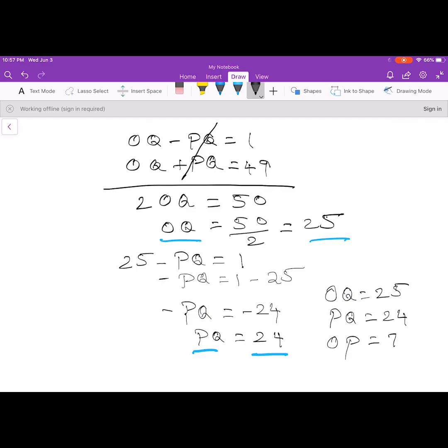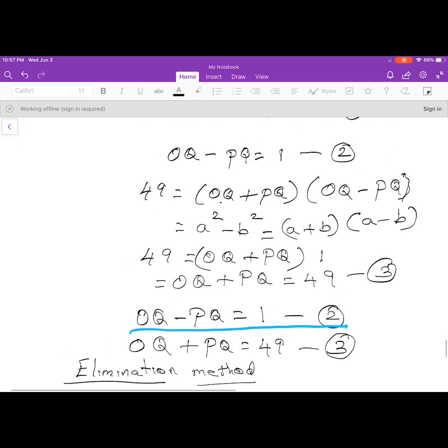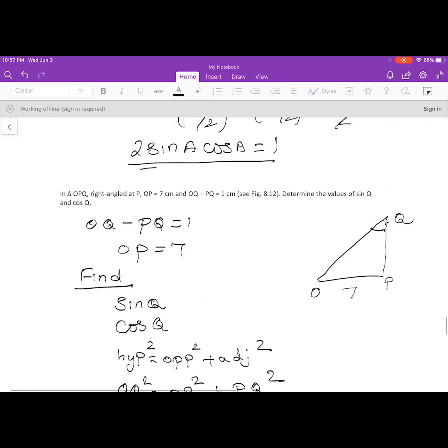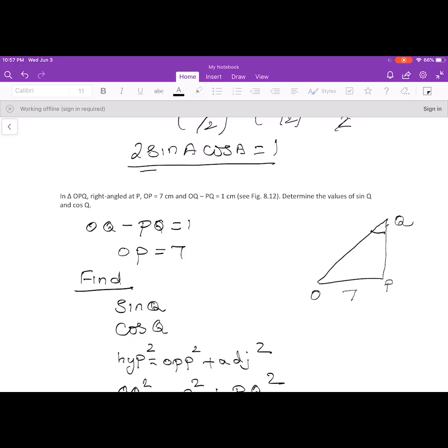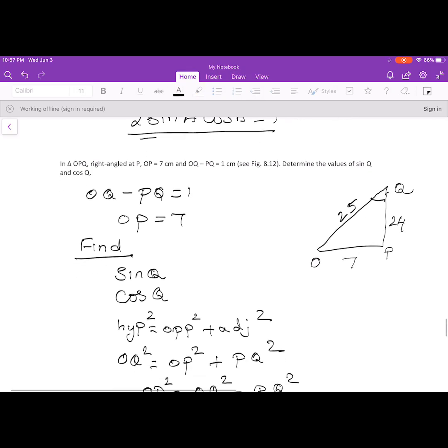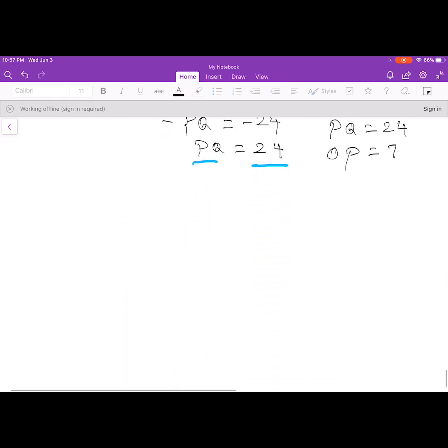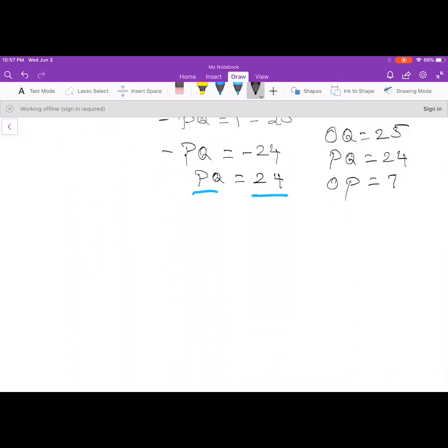I'll show you in the diagram. OP is given, and we got our OQ as 25 and our PQ as 24. Our hypotenuse, we got it as 25. Our opposite was already given as 7, and our adjacent, we got it as 24.